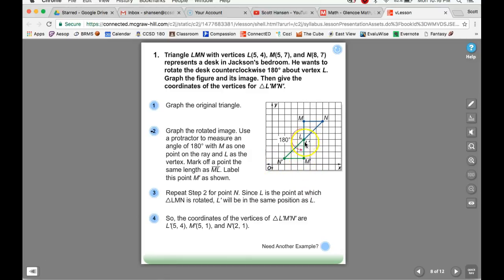So L prime is the same as L, so it should also be 5, 4. M prime is right here, 1, 2, 3, 4, 5, 1. N prime is 1, 2, 1. So again, I'm going to be writing those coordinates down at the bottom.